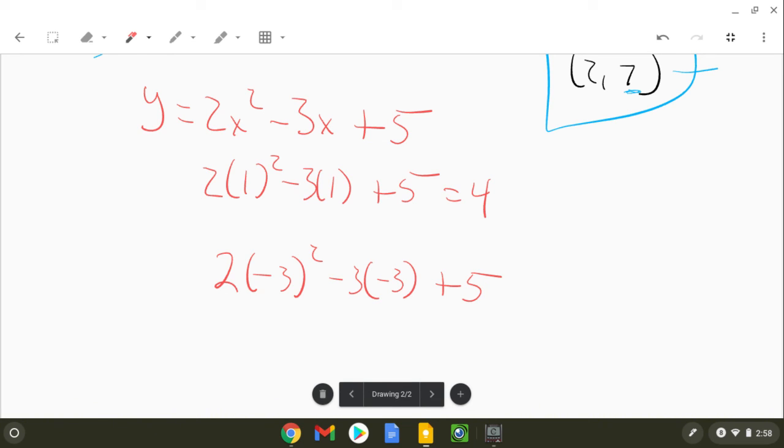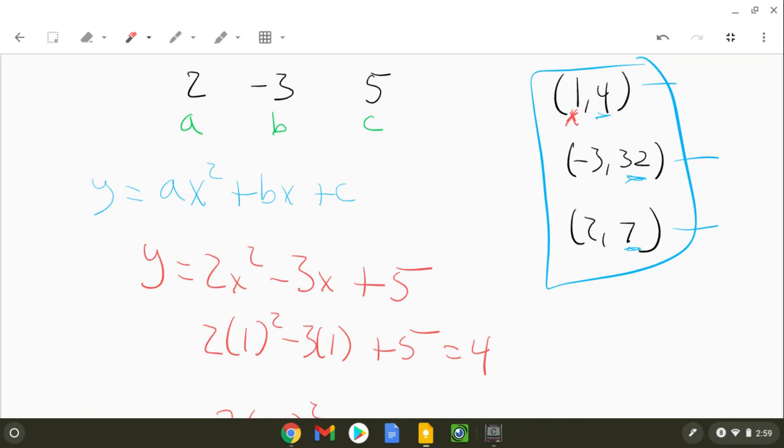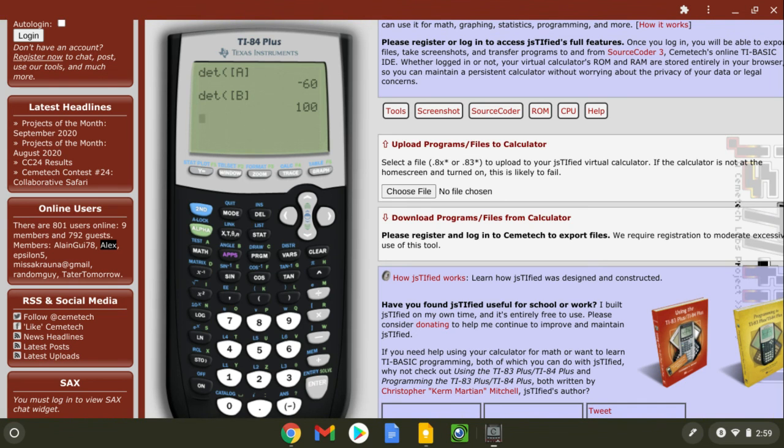But this is one of the applications for solving systems of equations. You can use it to answer questions like this. I got 3 points, and I want to know what's the quadratic that passes through all 3 of them. So don't forget, you've got that calculator to help find the determinant of those matrices, and I hope that makes it a lot easier on you.